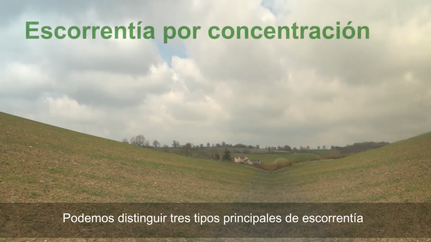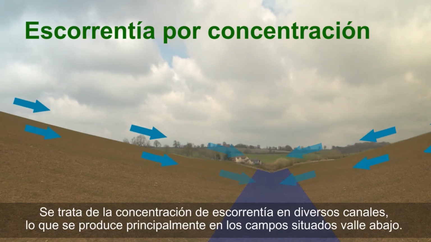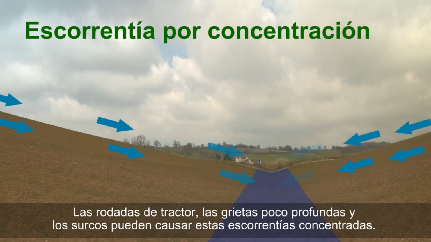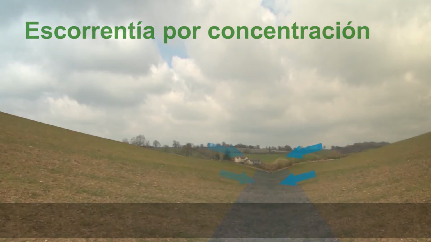We can distinguish three key types of runoff. The concentration of runoff into discrete channels, which mostly occurs in the fields that are located in the lowest part of the valley. Tramlines, shallow to deep rills and gullies can cause concentrated runoff.